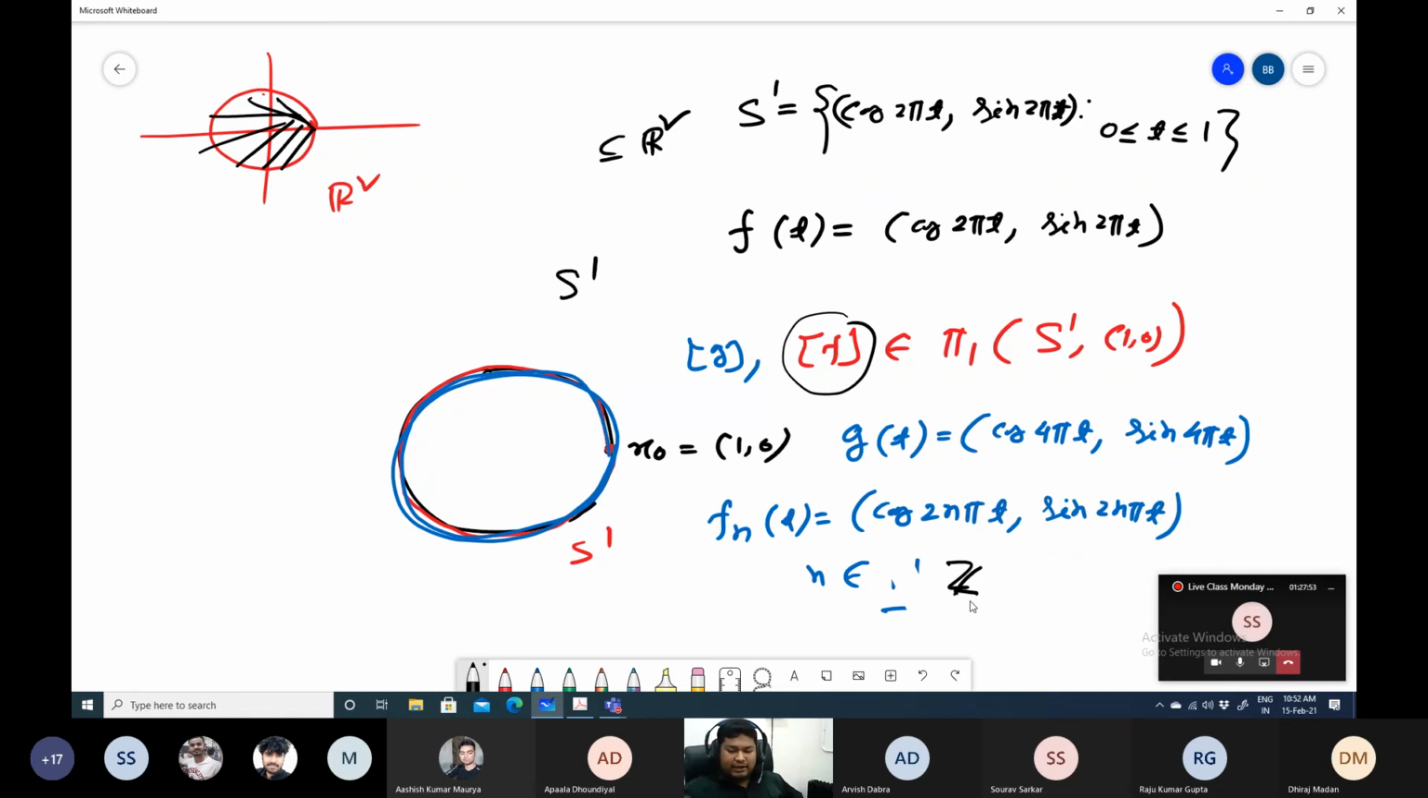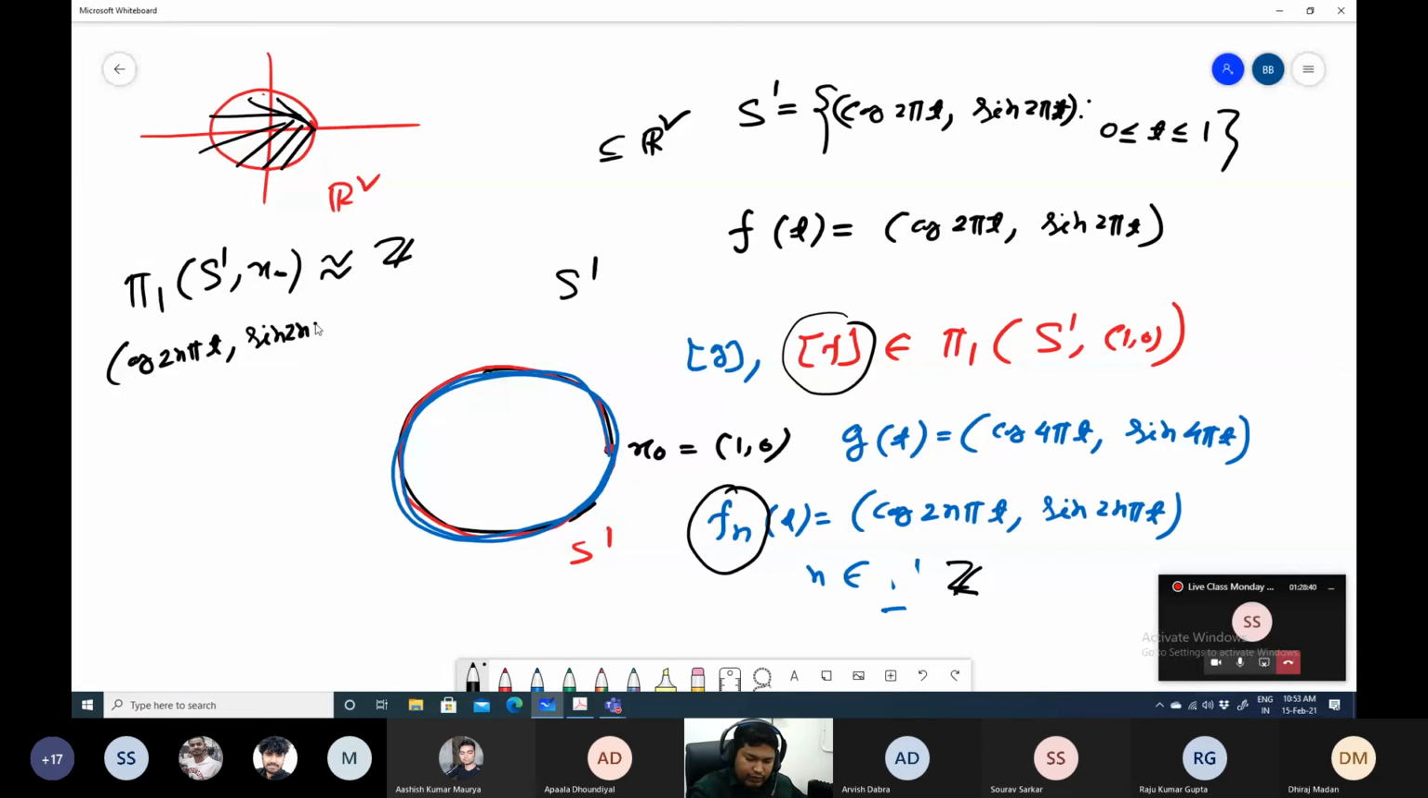Okay, so that means actually these form a group, because if you compose f and f, then you will get g. See, you can verify that. If you take f dot f, you will get g. So in this way, you can say this forms a group. So therefore we prove that π1(S1, x0) is isomorphic to Z, and this is the map: cos 2nπt, sin 2nπt goes to n. So this is the map.